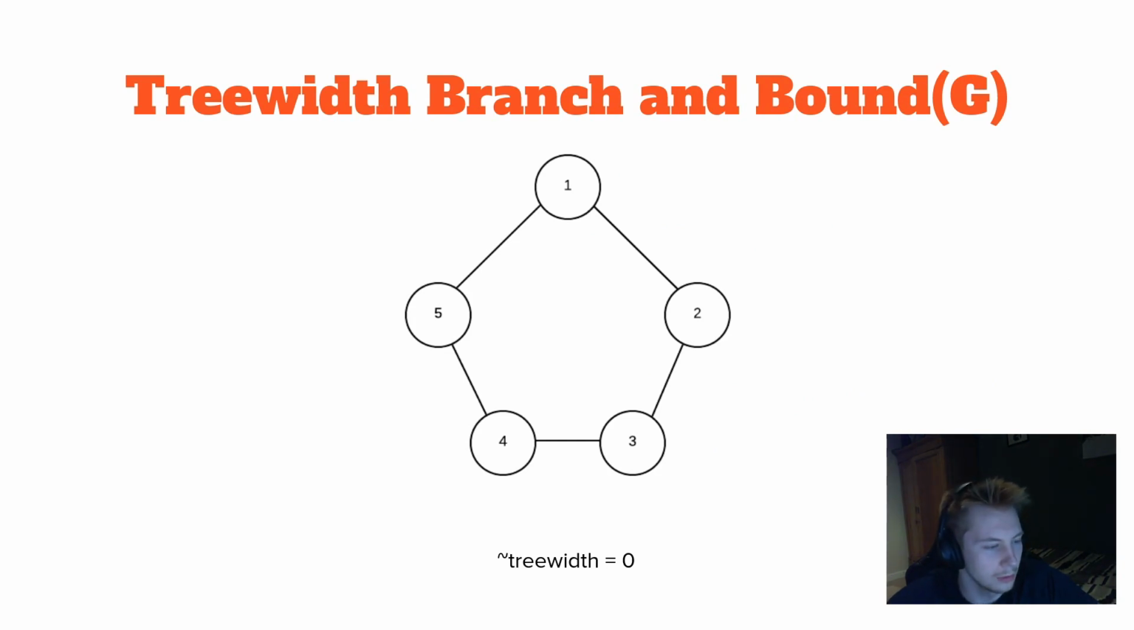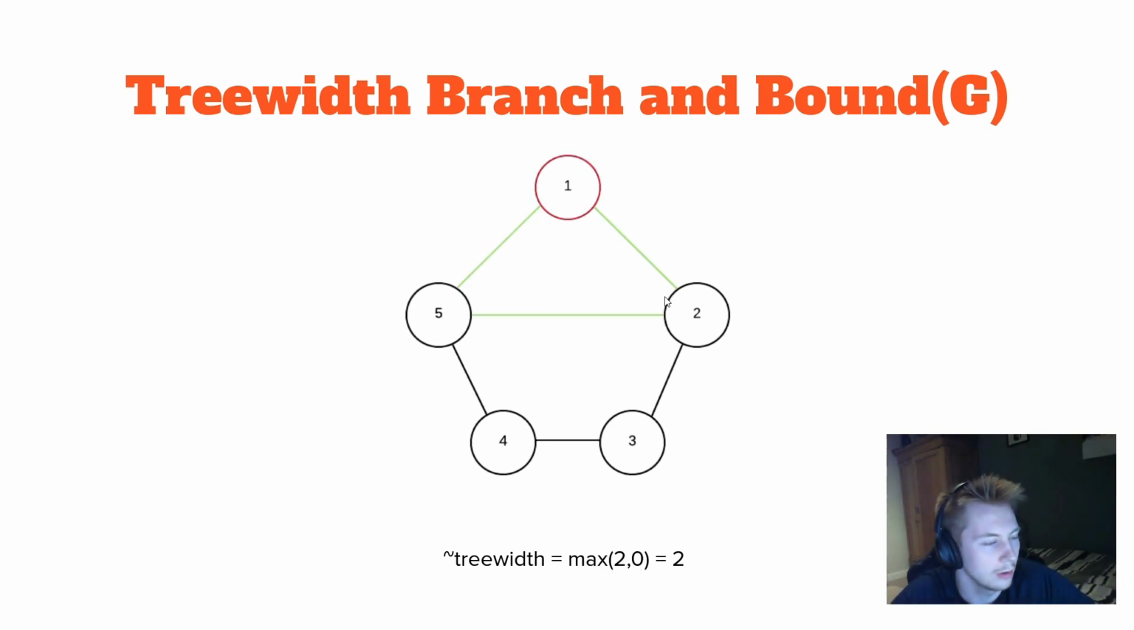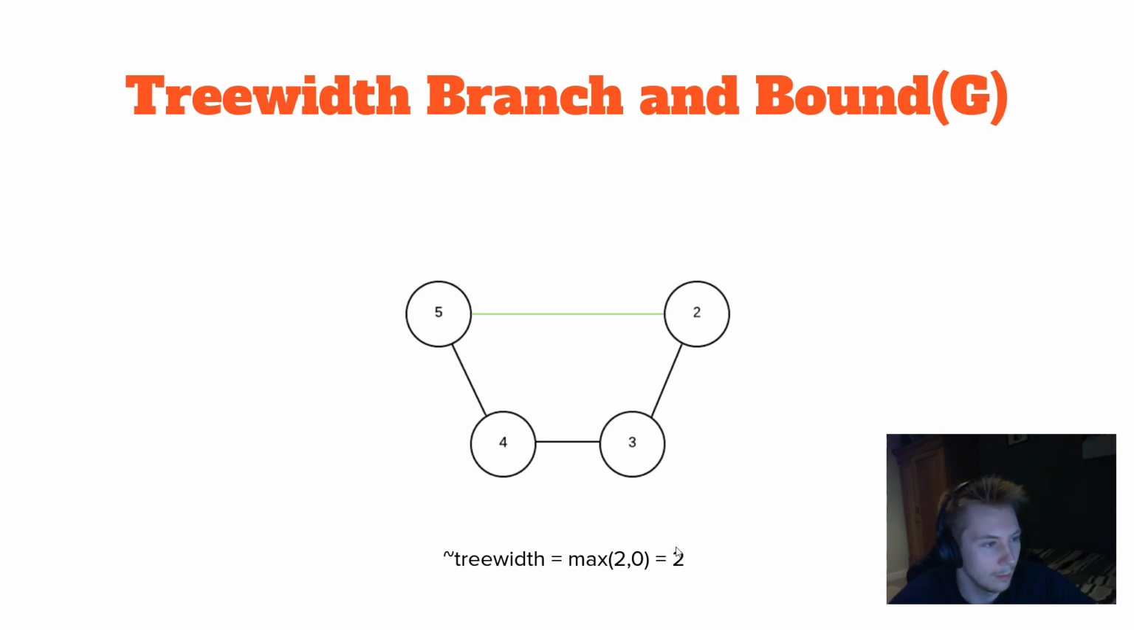The way this works is we start off with a tree width of 0, and then we look at the very first node. We select that, and then we see how many neighbors it's got. In this case it has 2 neighbors, and then we interconnect those neighbors. So here there's a new connection between 2 and 5, and because we've got 2 neighbors, we put that into the function, so we get max of 2 and the previous tree width, which was 0. The max of that is 2, so the new tree width is 2. Then we delete the first node, and we get a graph looking like this.